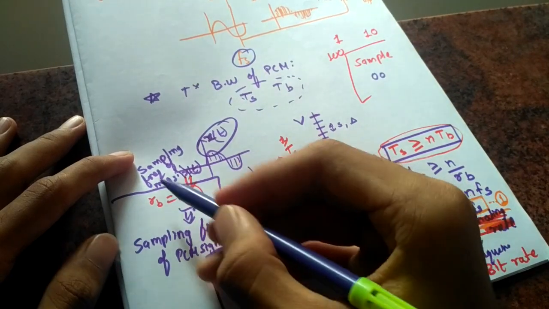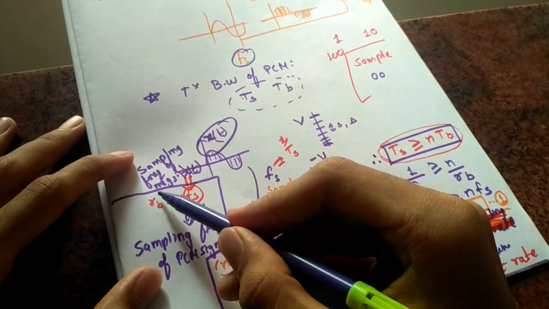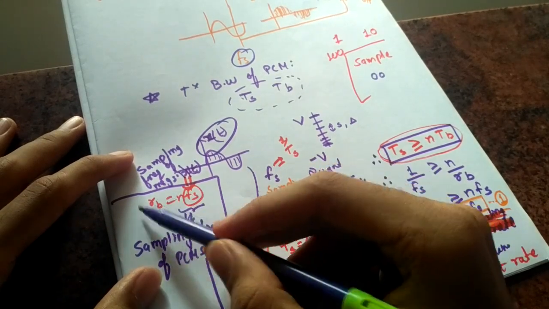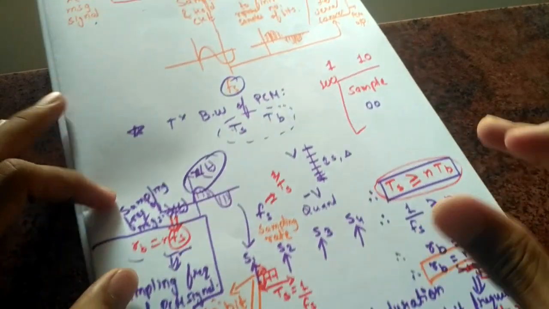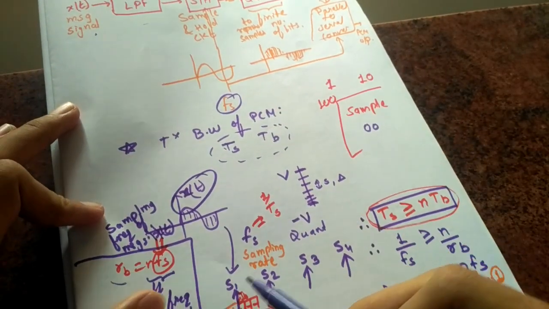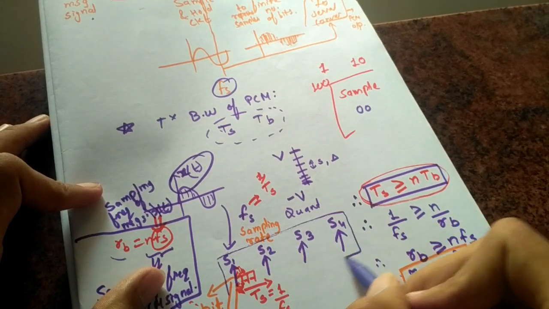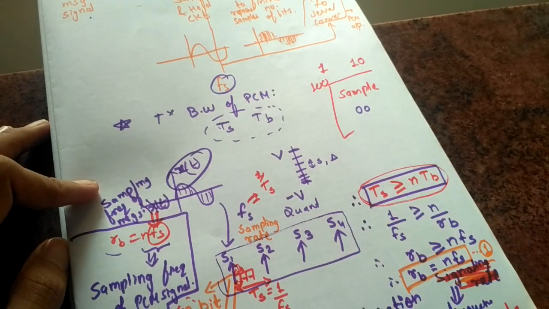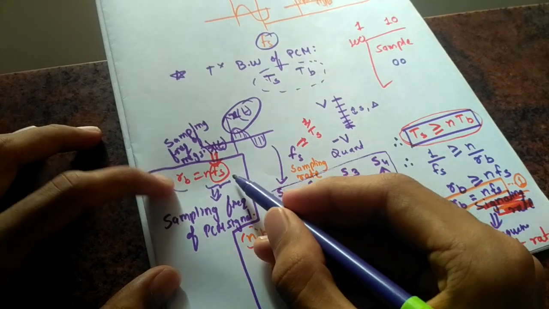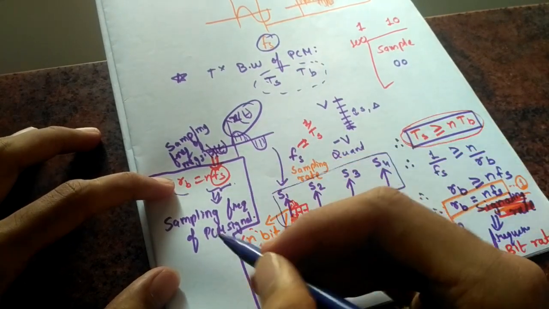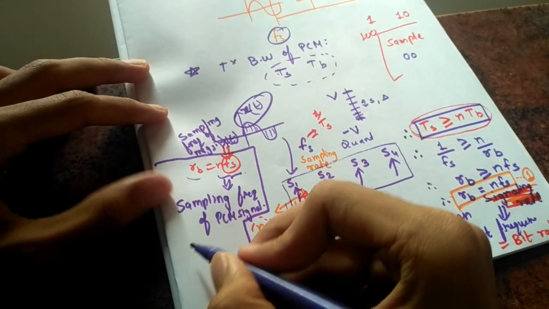But what is nFs? The nFs is nothing but the bit rate, which is nothing but the sampling frequency of the whole PCM signal, that is this signal. These samples S1, S2, this is the whole PCM signal which is to be transmitted. So this whole n into Fs is nothing but the sampling frequency of the PCM signal, correct? Please don't get confused.